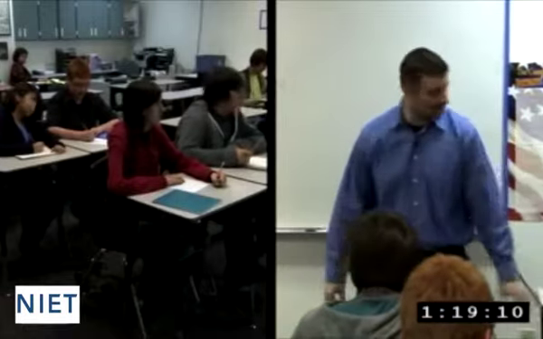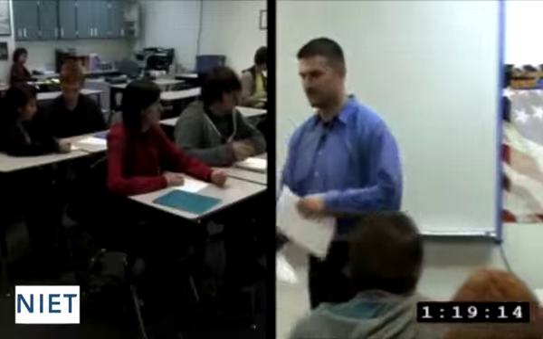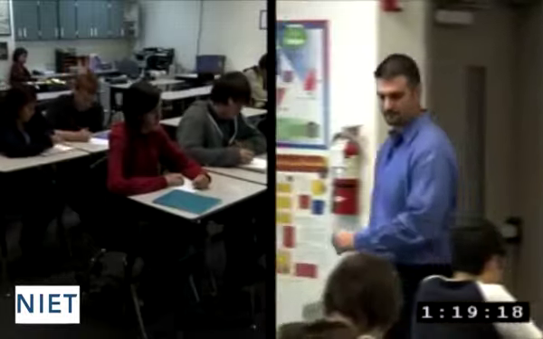Okay, talk it out. I'll come around and make sure you're on the right track. 7x minus 1 equals 6x plus 2. So we turn that off. So now x equals 3.